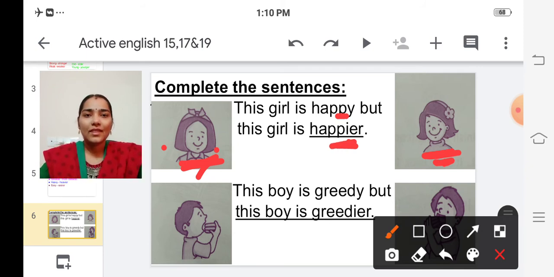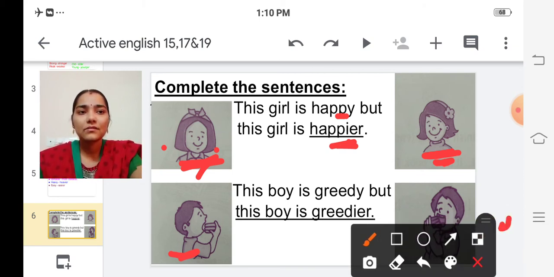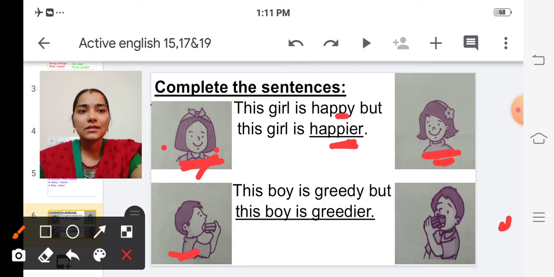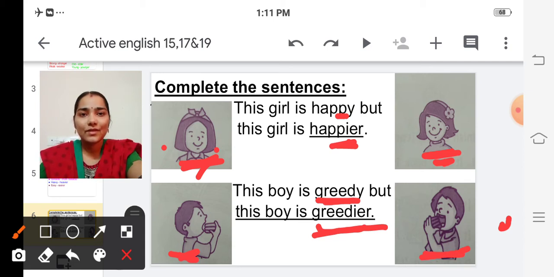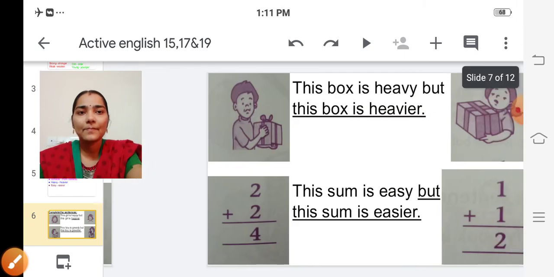Okay, children? See the next picture. This boy is greedy, but this boy is, for greedy, what do we have to write? Greedier. For greedy, it is greedier. This boy is greedy, but this boy is greedier. Is it clear, children? Shall we see one more example?